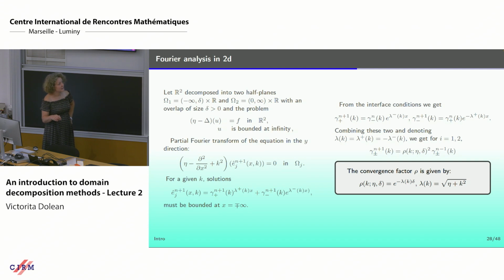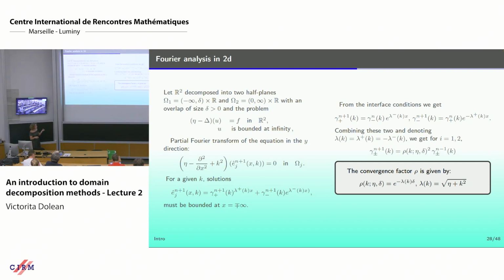And this quantity that you have here, I call it the convergence factor, and it gives me a measure of the convergence of the algorithm. Obviously, if this is less than 1, the algorithm will be convergent. If it's bigger than or equal to 1, the algorithm is not convergent. In this very simple case, this quantity is computable, and it has this very nice expression. This is my convergence factor. It depends on the overlap delta, on the frequency k, and on eta, which comes from the equation, right?